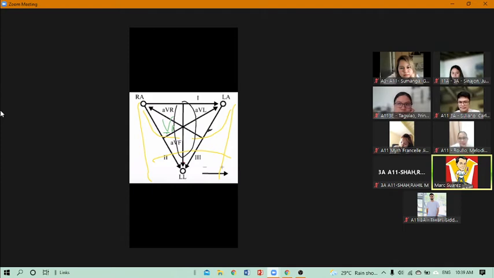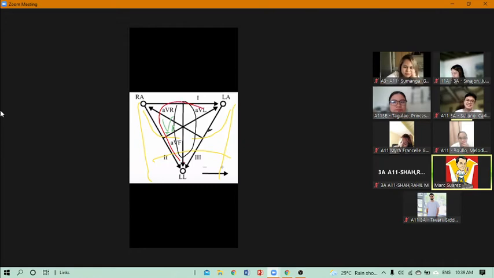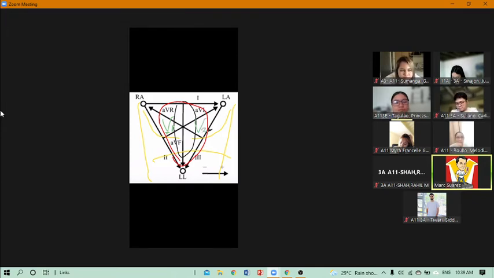Okay. So how about V2? Opposite side, Doc. Left, Doc. Left what? Fourth intercostal space, left sternal border. So this will be V2. Clear?